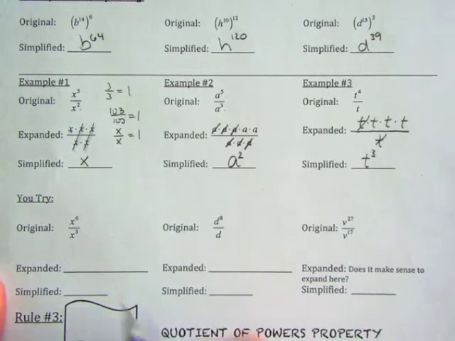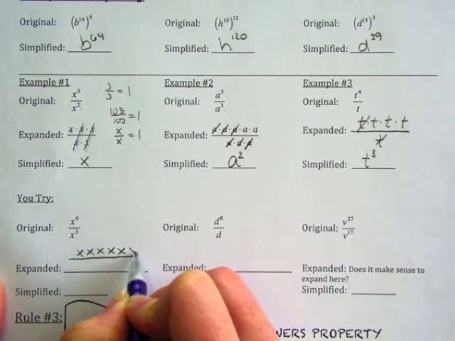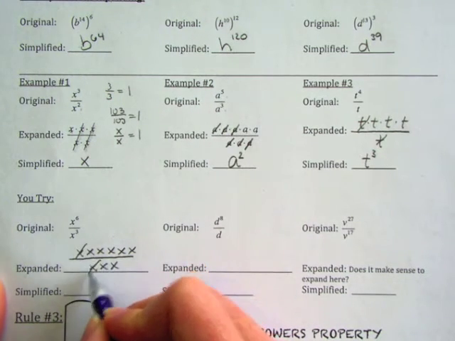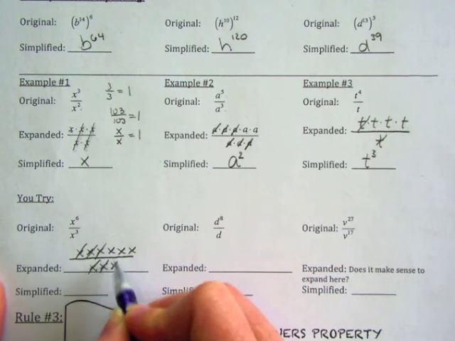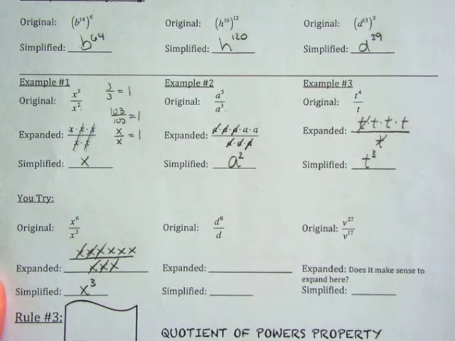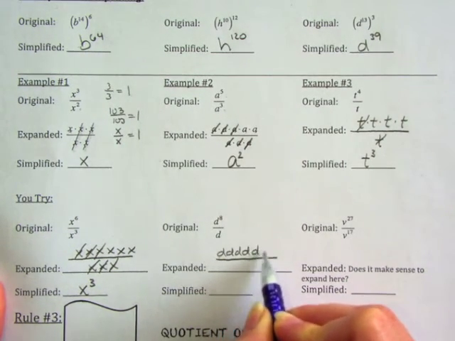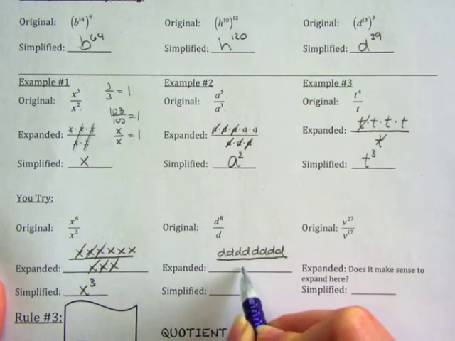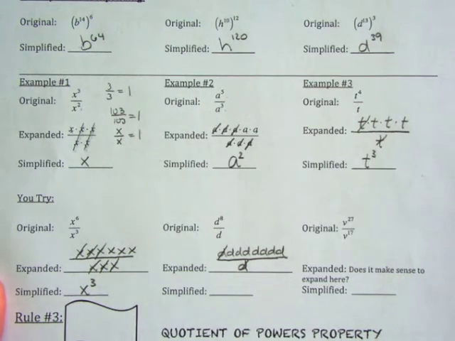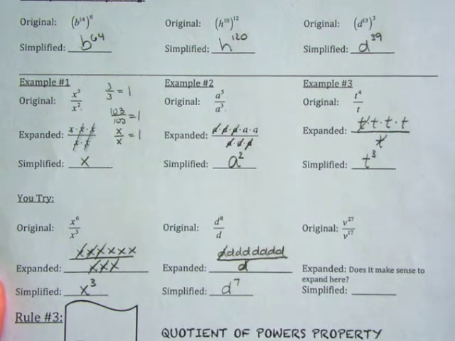Okay, hopefully you have those 3 done. Here's our expanded form. I have 6 x's multiplied together on the top, 3 x's multiplied together on the bottom, reducing 3: 1 pair, 2 pairs, 3 pairs, and I have 3 x's left on the top, so I get x cubed. Okay, trying with the d's, I have 8 d's on the top and 1 d on the bottom. So I'm only able to reduce 1 pair. D divided by d is 1. And I have 7 d's left on top, so I get d to the 7th.